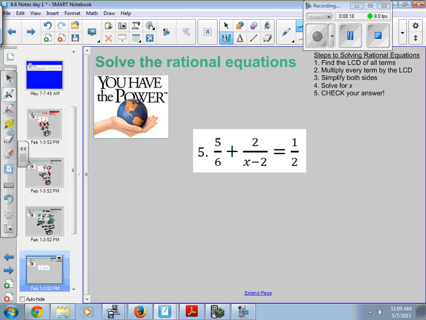Why don't you guys pause it quick, try number 5, kind of see how you're doing on this so far and see if you can solve this one. All right, let's see how you did.